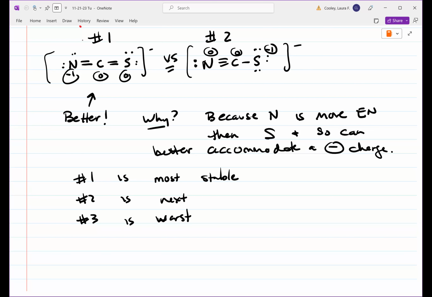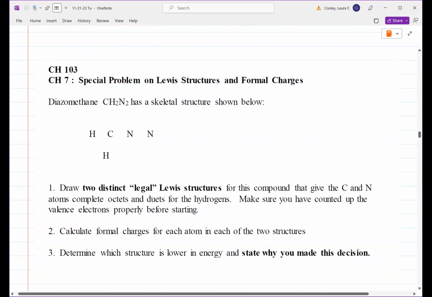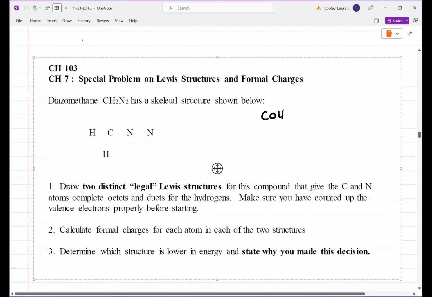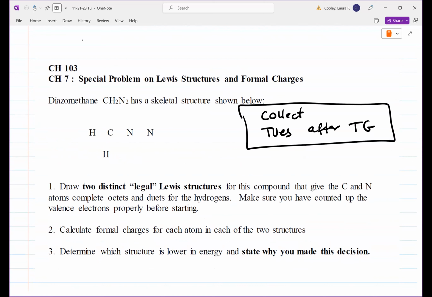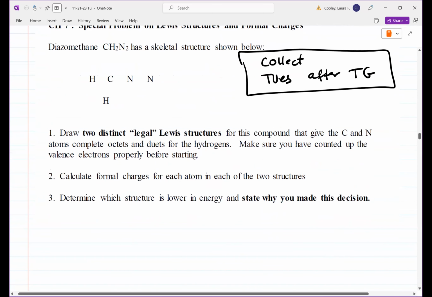Okay. I would like to call your attention to a special problem I have, which is this one. I'm going to collect this when we meet after Thanksgiving. So you have to draw the Lewis structures. There's two different Lewis structures that are distinct legal Lewis structures, and figure out which one is the better structure and say why.